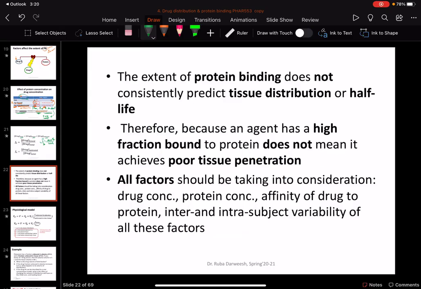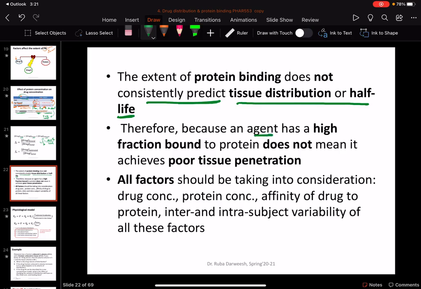Okay, this is an important slide because I'm emphasizing that the extent of protein binding is not a consistent predictor of tissue distribution or half-life. Why? Because I know that we kept saying that if the protein binding is higher, then the distribution is less, which is a general case, okay? But we were not that into the details. We didn't go into the details of protein binding and the factors that would affect it, other than protein binding in general, okay?